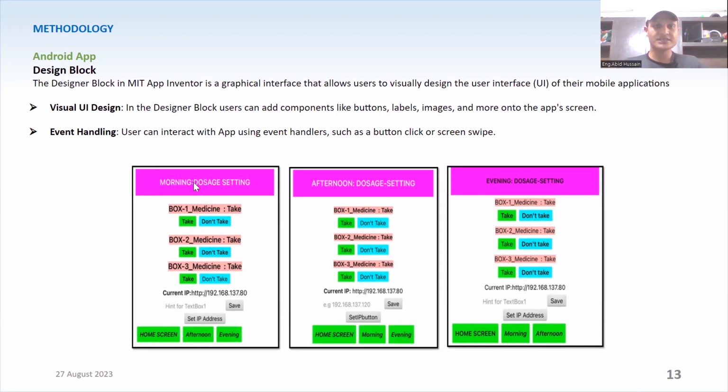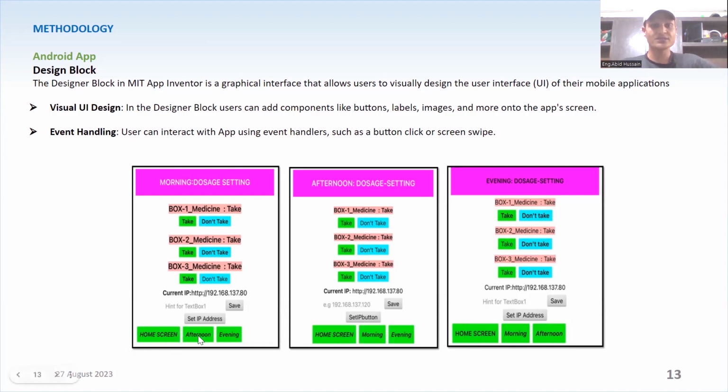Here we can see this is the morning dosage setting. Here's box one. If you want to take medicine, then click here. If you do not take medicine, then click here. In the same way, for box two in the morning, if you want to take medicine, then you have to click here. If you do not need to take medicine, then click don't take. In the same way, here you can enter your IP address in order to connect this app to the cloud and then the ESP32 module. Home screen: if you click home screen, then you will land on the home screen.